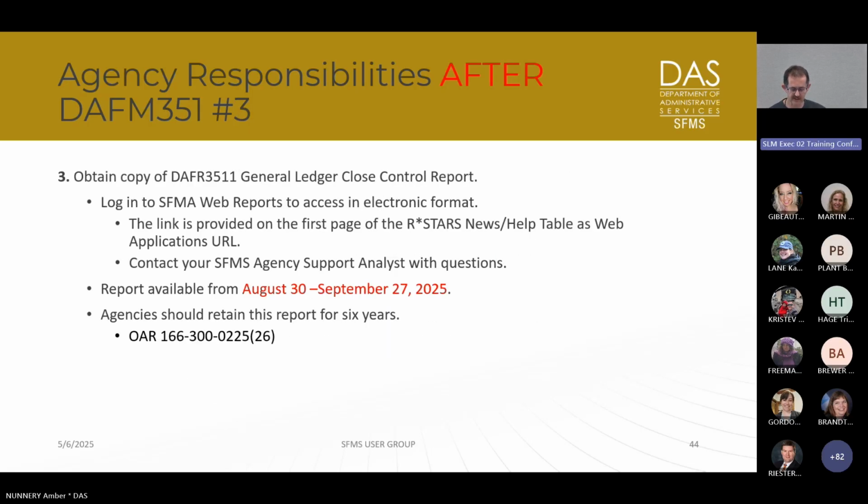The next thing that needs to occur is to pull and retain a copy of the DAFR 3511, which is called the General Ledger Close Control Report. The RSTARS News screen includes a link to the electronic report repository, but you can contact your agency analyst if you have any difficulties with accessing those reports. Please remember that this report is only available until September 27th, and it should be retained by the agency for 6 years under OAR 166.